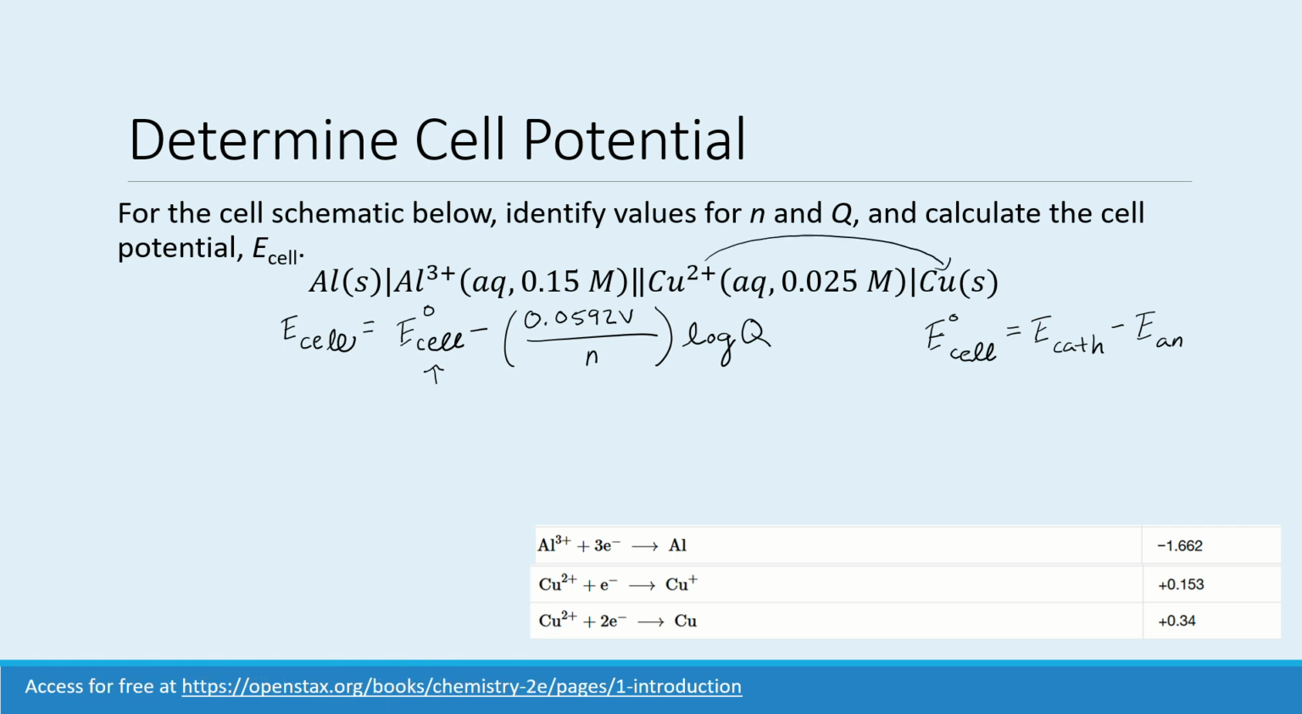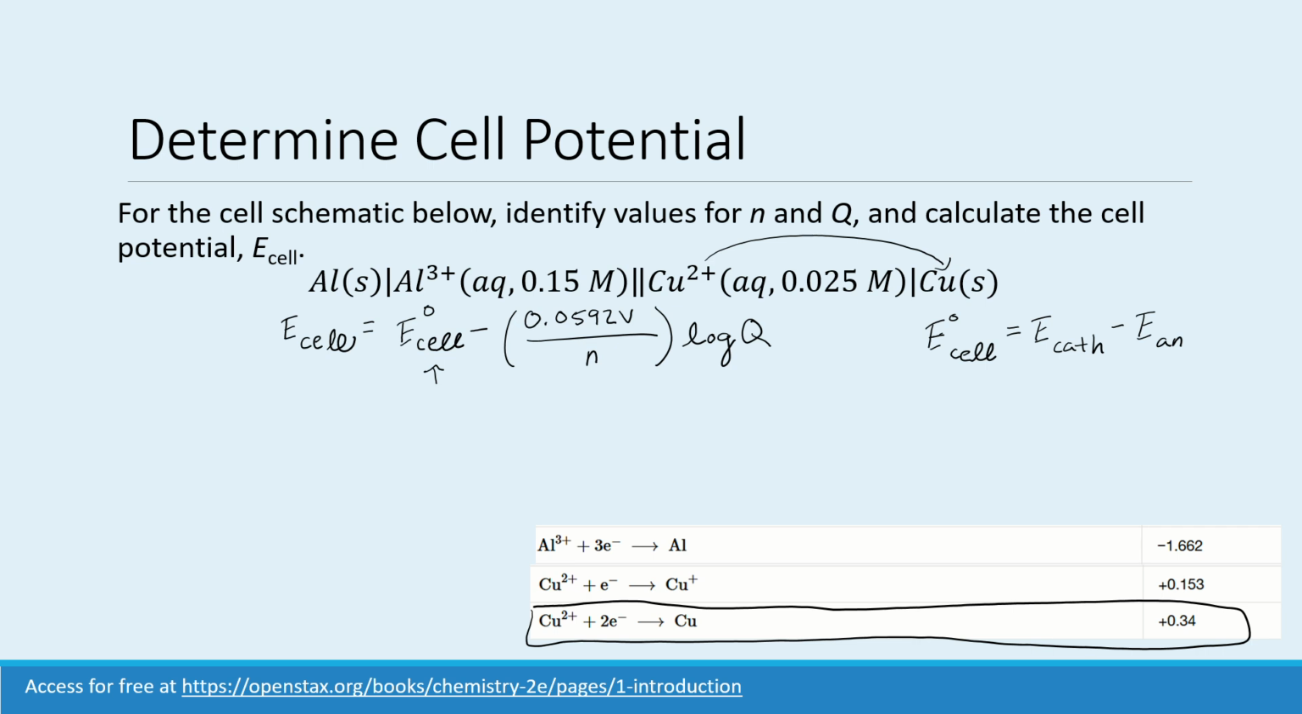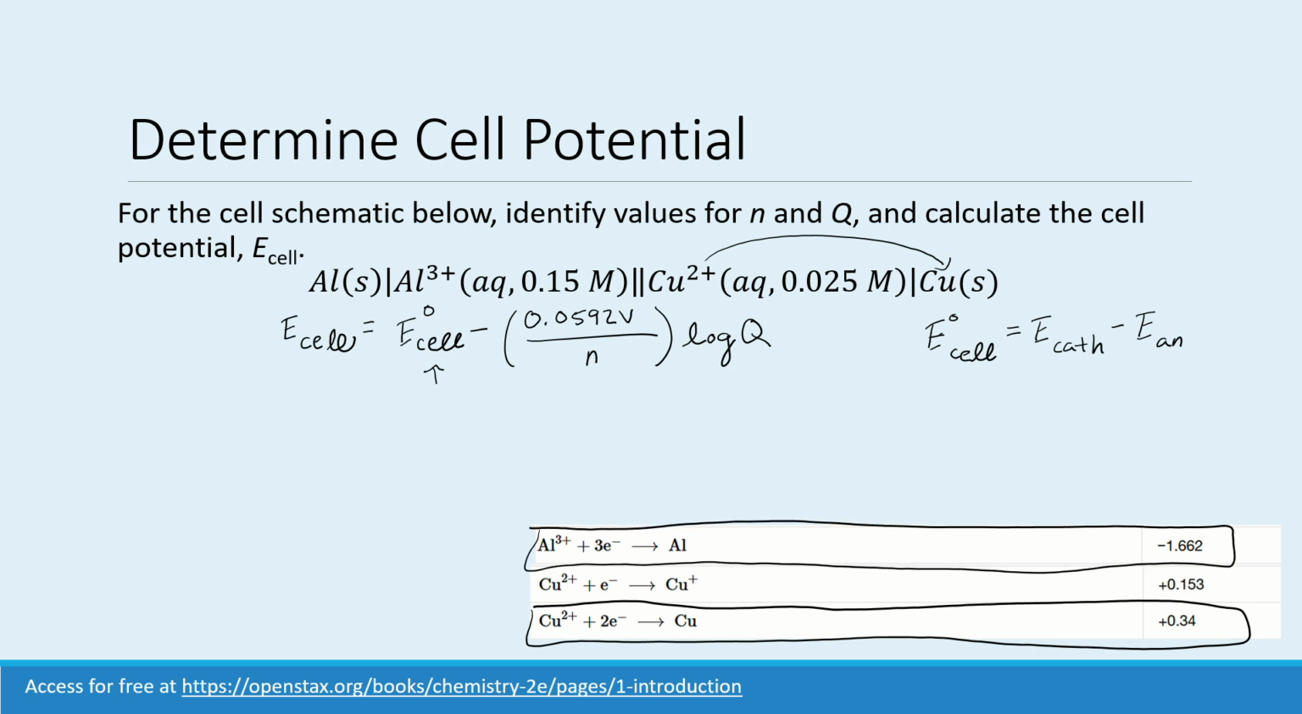So find the copper, and we are going from copper 2+ to a neutral copper, and so we need that second equation here, the second of the 2 copper equations. And then aluminum 3+, there's only one of those. Okay, and copper, remember, was your cathode, and aluminum your anode. And again, a quick, easy way to tell that is because the anode is written first in your cell schematic here.